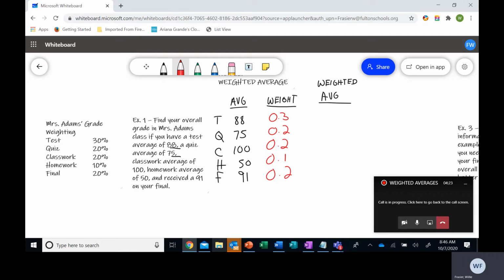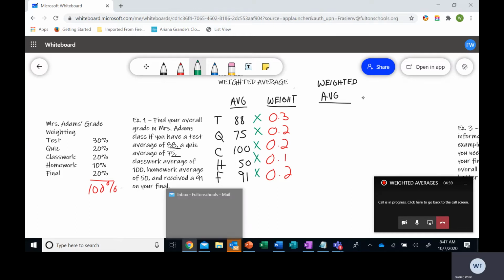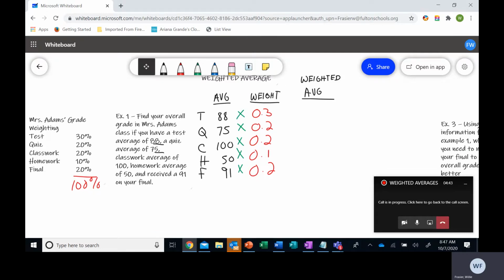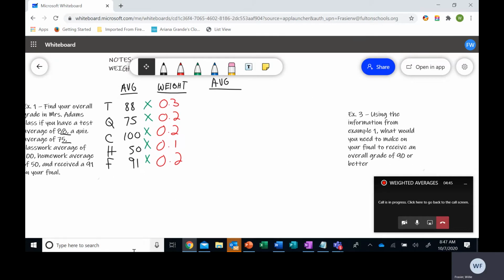Now, if you were to add up all these weights together, it should be 100%. So just keep that in mind. Now, what do we do with these numbers? Well, we multiply. We're going to multiply the average for each category times the weight, and that's what gives us our weighted average. So let's go ahead and do that right now.